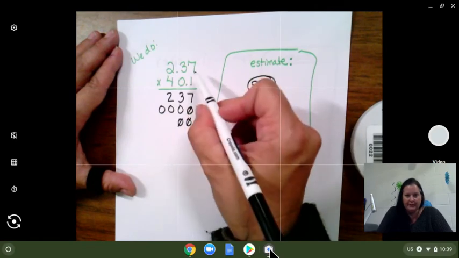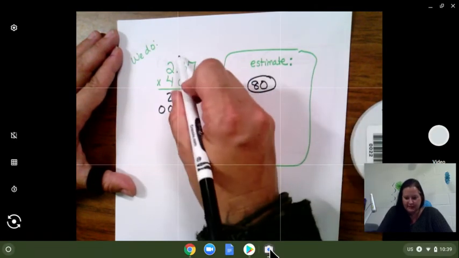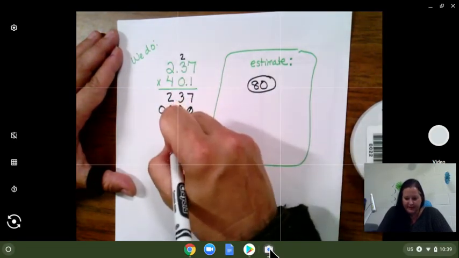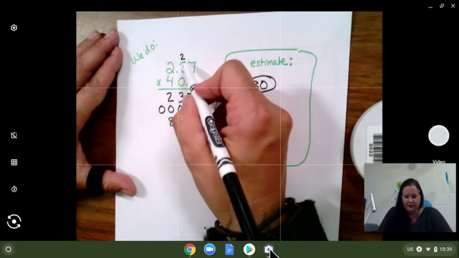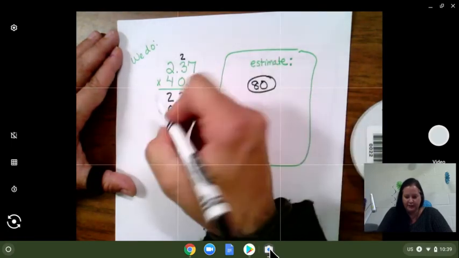4 times 7 is 28. 2 goes up, 8 goes down. 4 times 3 is 12. 13, 14. We add those 2.